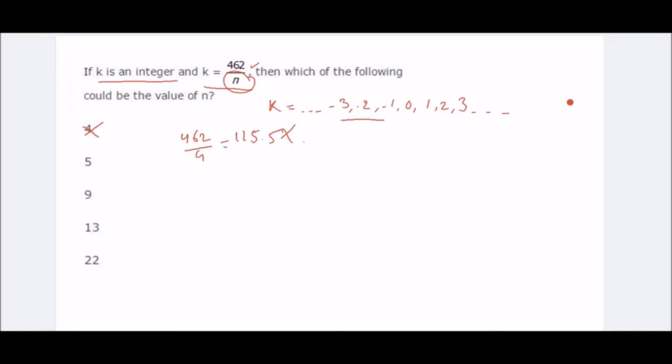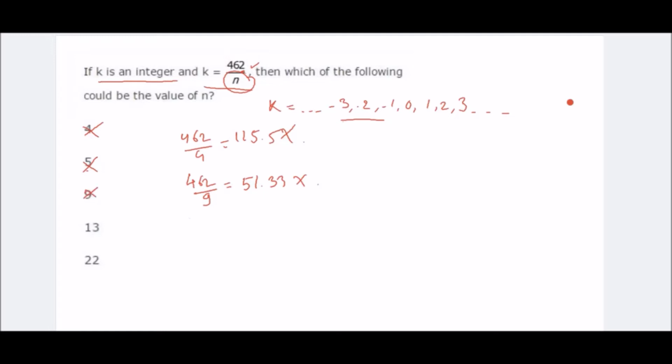See, our next choice is 5. By seeing the 5, we can easily conclude that this is not our choice, because for divisibility by 5 the unit digit should be 0 or 5, and that is not here. That's why it's not divisible by 5. Now check 9. 462 divided by 9 becomes 51.33. This is not an integer, so 9 is also not our choice.